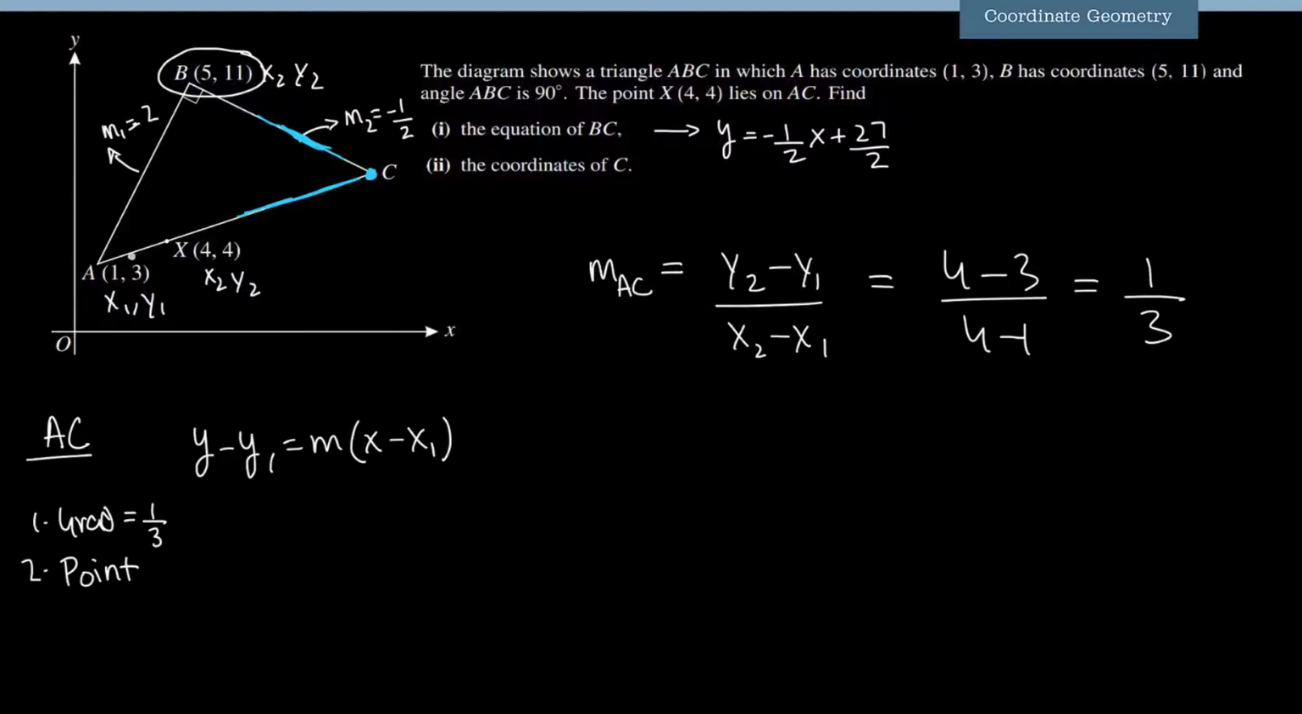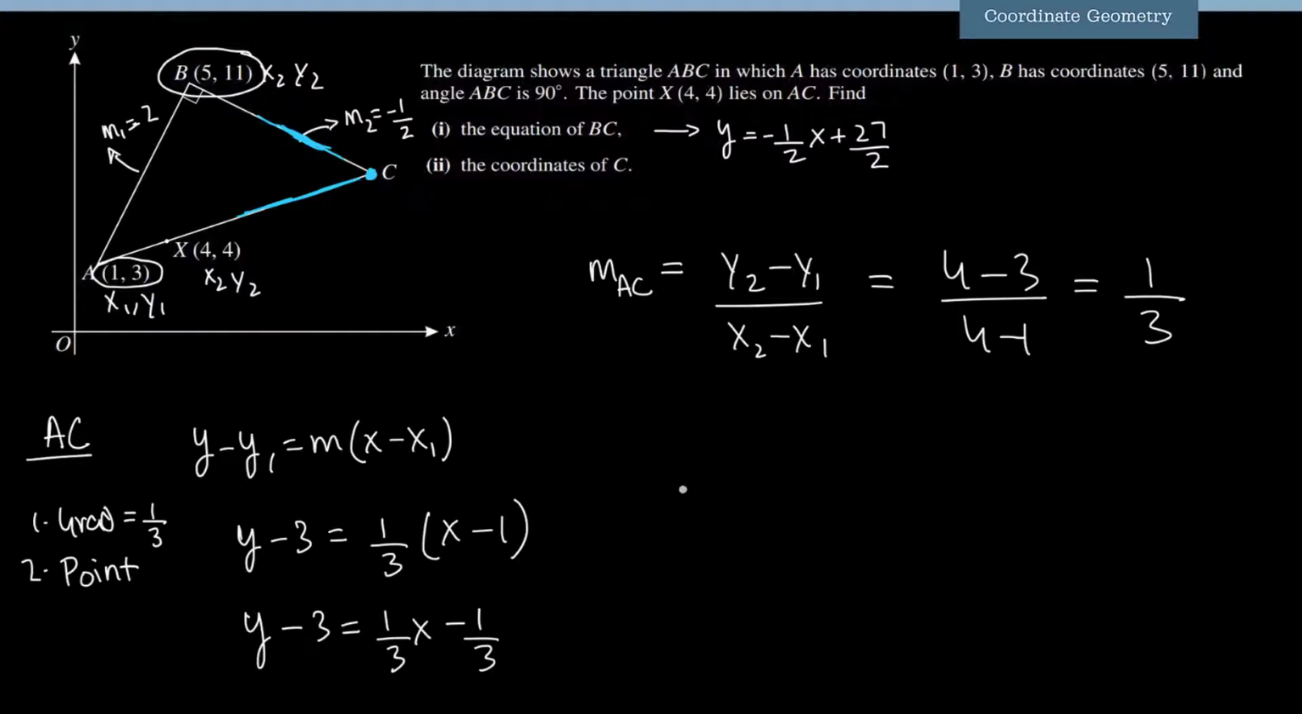2 points on the line are known, so I can use any point. Let's say I'm going to use this point here. The equation is going to be y minus 3 is equal to 1 upon 3 times x minus 1. This gives me y minus 3 is equal to 1 upon 3 x minus 1 upon 3. Adding 3 on both sides gives y is equal to 1 upon 3 x minus 1 upon 3 plus 3. Minus 1 upon 3 plus 3 is 8 upon 3. So the equation is y is equal to 1 upon 3 x plus 8 upon 3. This is the equation of line AC.